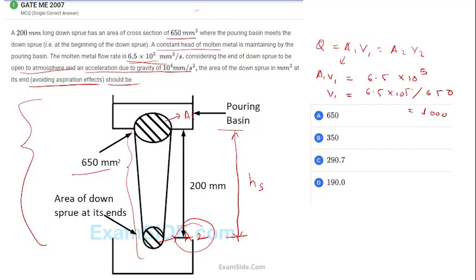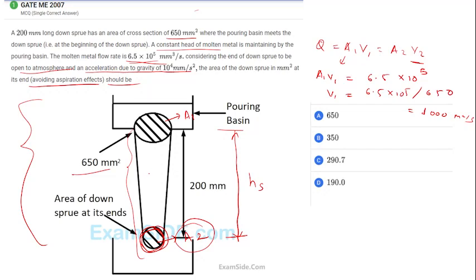1000 mm per second. Okay, just make sure that all the units you are taking are correct. Then now you have V1, you have A1. Now to get V2, here you need to get the velocity. Now can anyone guess what we can do to get the velocity here?